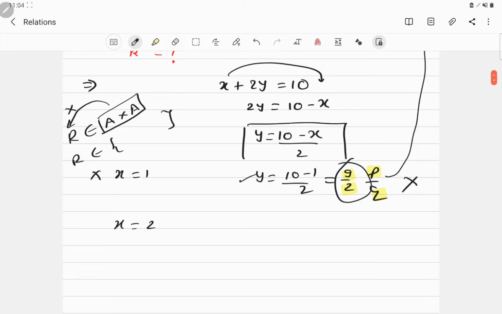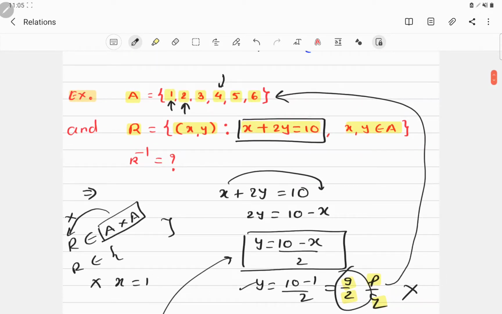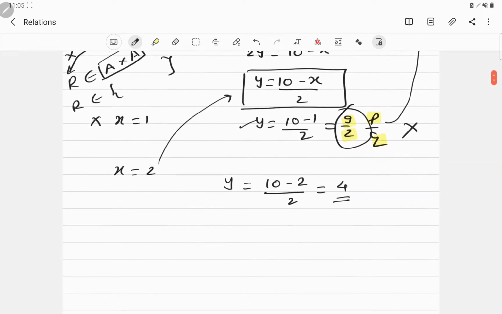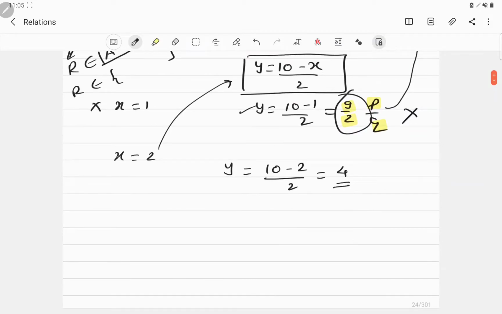Now substitute the value of x over here and find out the corresponding value of y. So it's (10 minus 2) divided by 2, and in this case it is 8 by 2, which is equal to 4. And please observe this 4 is a part of the set A, and definitely it will be a part of A cross A. So here I got the first answer. X is 2, y is 4. So the first ordered pair is 2 comma 4 under that relation, right?